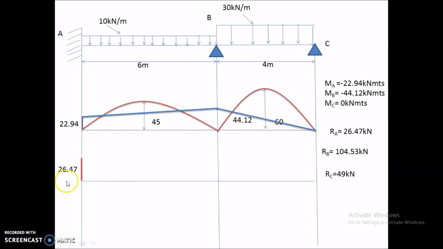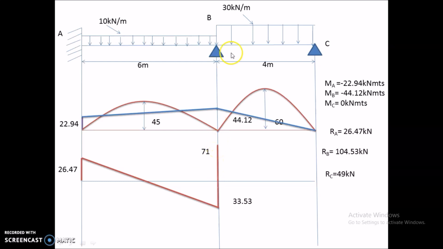And coming to the shear force diagram, here the RA value is 26.47, and since it is acting with UDL, it will be a varying line from here to somewhere here, that is the point here will be 26.47 minus this value, that is 10 into 6, 60, gives me minus 33.53. And now from here to here it will be minus 33.53, and again at this point B there is a force 104.53 acting here. So minus 33.53 plus 104.53 gives me this value, that is 71.